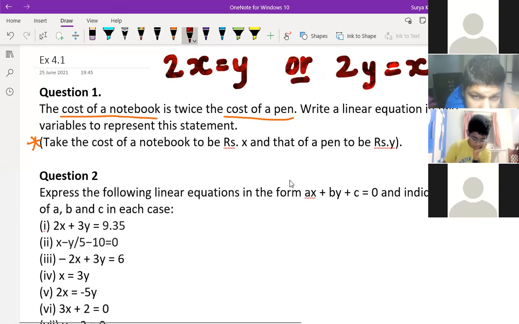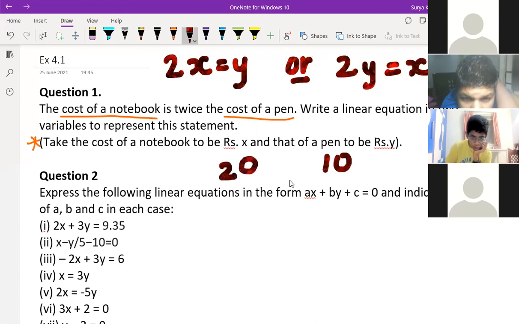Okay, I'm telling you how to find this one. Just think that the cost of the notebook is twice the cost of the pen. Think in your mind, the pen costs 10 rupees and the notebook costs 20 rupees. Is it clear? Think that this is x and this is y.